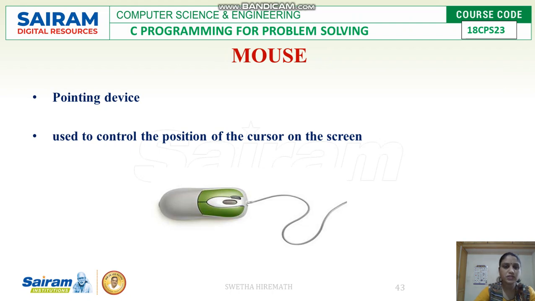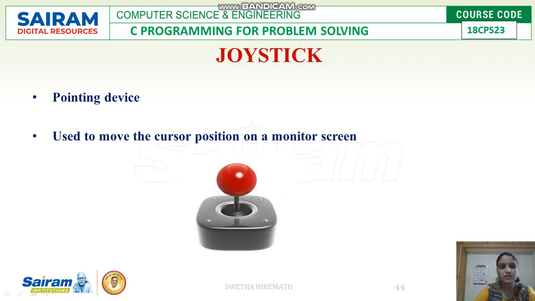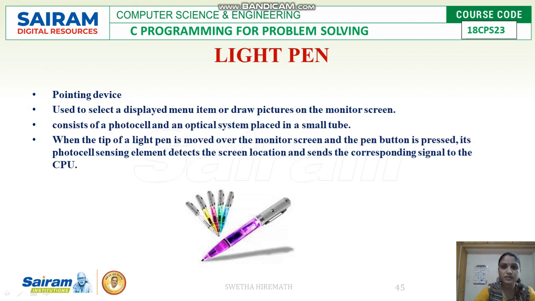Coming to the next input device, we have the mouse. The mouse is used as a pointing device, and we can control the position of the cursor on the screen with the help of this mouse. Then joystick is also one of the pointing devices. It is used to move the cursor position on a monitor screen. Light pen is also a pointing device used to select a displayed menu item or draw on the monitor screen. If you want to draw something on the monitor screen, you can make use of this pointing device, the light pen.